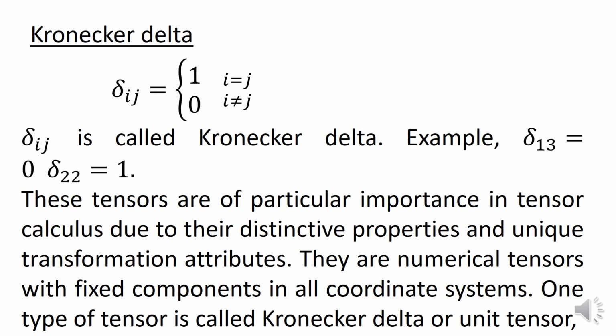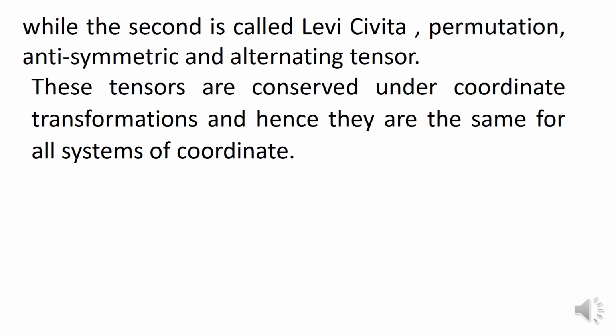Different types of tensors are there, and one type is the Kronecker delta, this one, and the zero tensor. So they fall under one category. Then the other category is like Levi-Civita, that we will also discuss later on. The antisymmetric permutation, alternating set, these are the names of tensors. So they fall under the second category. These tensors are conserved under coordinate systems. Hence they are the same in all coordinate systems. So under coordinate changes they will not be changing.